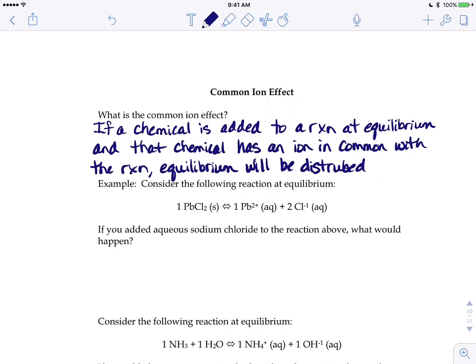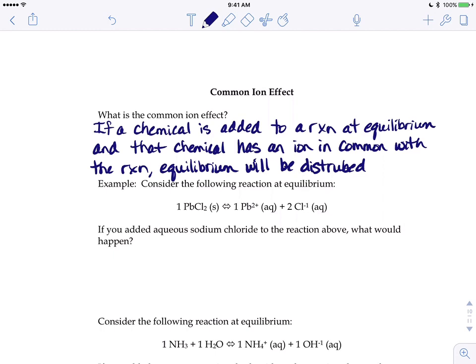Let's check this guy out. If we have this reaction, we've got some lead chloride going back and forth between the solid state and aqueous lead and chloride ions. If you added aqueous sodium chloride to the reaction above, it asks you what would happen. At first glance, you might think, there's no sodium chloride in my reaction. That doesn't add anything to the left-hand side or right-hand side. What impact would that have?